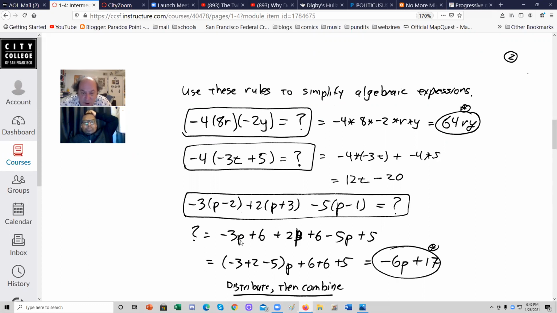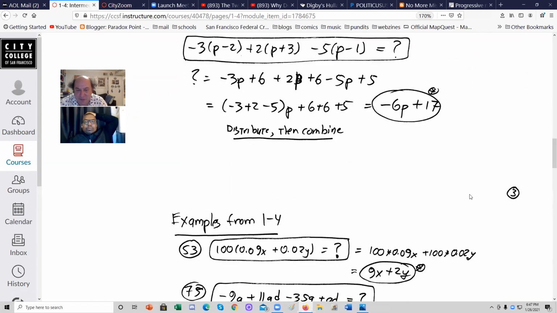All right, great. Now you have negative 3p, 2p, negative 5p. So you pull out a p times (negative 3 plus 2 minus 5). And then you have constants 6 plus 6 plus 5 here. So this combines to negative 6p, and this combines to 17. Negative 6p plus 17. So I distribute, then combine, or as I said, break a vase to glue it back together again.